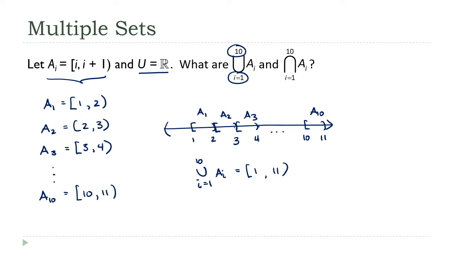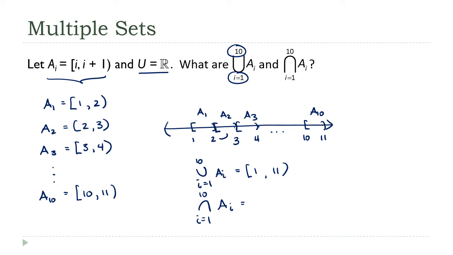Now, how about the intersection? What is the intersection of these going to look like? Well, again, with the intersection, I'm looking for overlap. What do they have in common? They're clearly not overlapping anywhere, except maybe I have to think about the endpoints. And they don't really overlap there either.